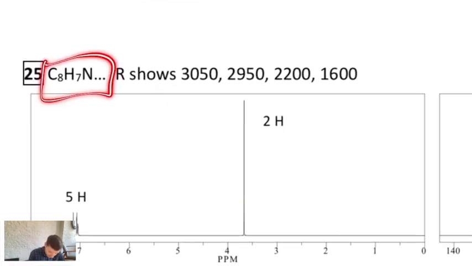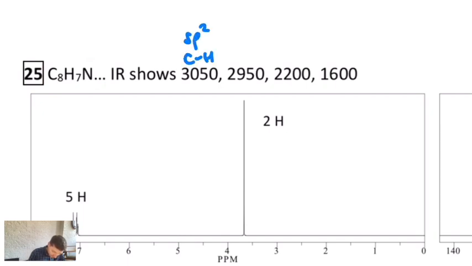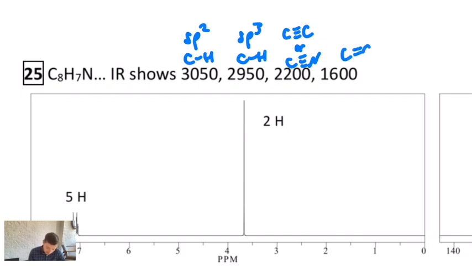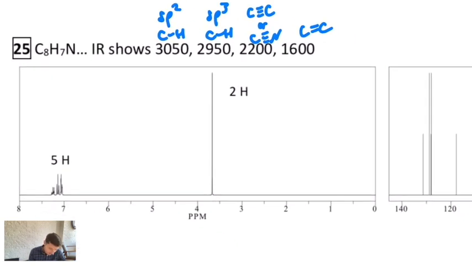C8H7N. What does the IR show us? We have sp2 CH bonds above 3000, sp3 CH bonds below. And something near 2200. We haven't seen that in a while. That's a triple bond. That's either C-C triple or C-N triple, and then 1600 looks like carbon-carbon double bond character. I don't have an alkene. Look at the proton NMR.